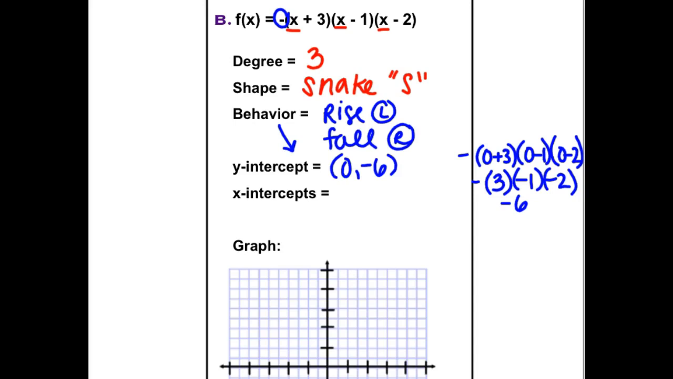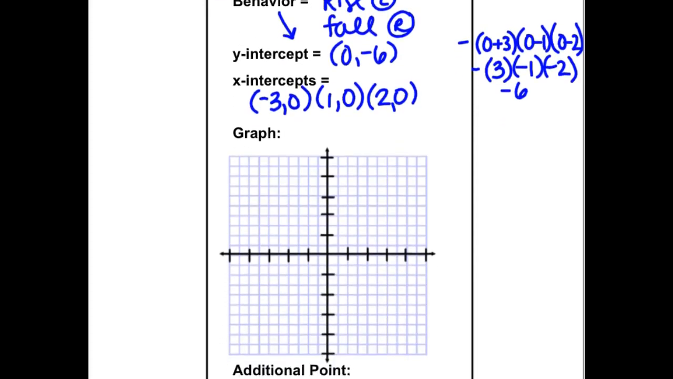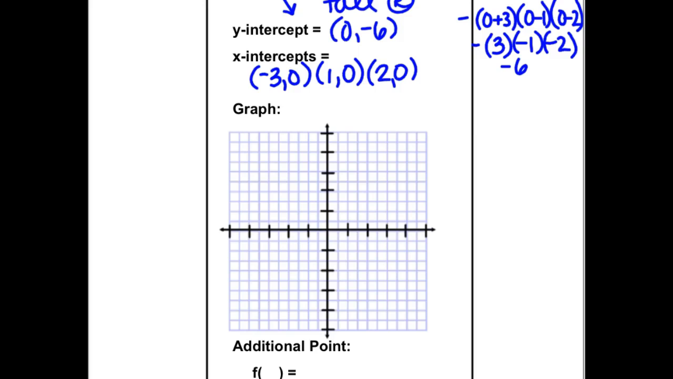X-intercepts. These are easy enough because we have them already in factored form. We set each of these equal to 0, and we solve them, and we get x-intercepts of (negative 3, 0), (1, 0), and (2, 0). And so now we need to graph those pieces. Graphing isn't as difficult as you think it is. It's a matter of putting these pieces on the graph and then getting the motion of the graph. We're sketching, we're not getting specific, other than we need to have some general points. We have (0, negative 6). We have (negative 3, 0), (1, 0), and (2, 0).